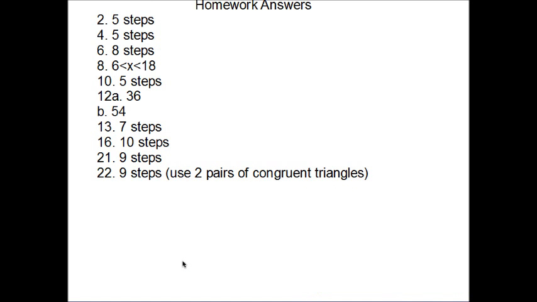Okay, last but not least, we have our homework answers. Alright, here are the answers we got to that homework. Pay particular attention to number 22. For number 22, I got 9 steps for that one, and I double-checked it. It's definitely 9 steps. But you have to use 2 pairs of congruent triangles. So you're going to prove one set of triangles are congruent. You're going to do some CPCTCs, some additional steps.